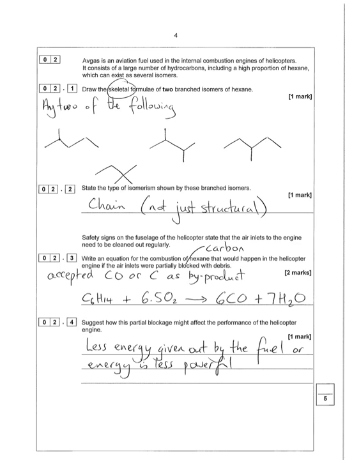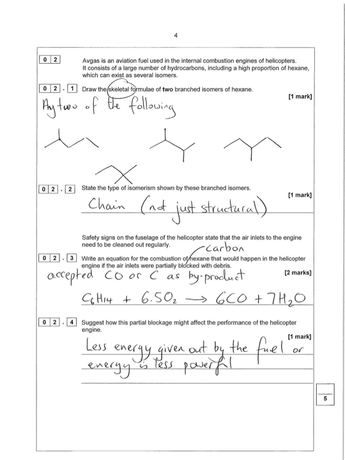New question, 2.1, draw the skeletal formula. This is where you just show the backbone of the molecule without showing any C's or H's. And here you need to show 2 branched isomers of hexane. I've drawn all 4 of the isomers of hexane.